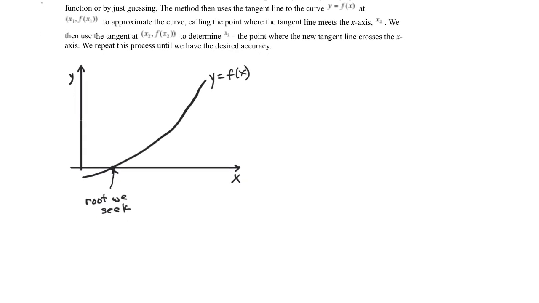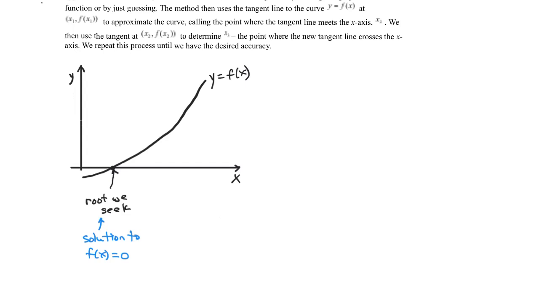I'm just going to put this in here. I'm going to add this. This root that we seek, that root is the solution to f of x equals 0, right? When you solve the equation, the solution you get is where this graph will cross the x-axis. So we want that.